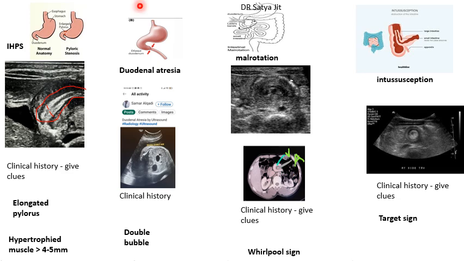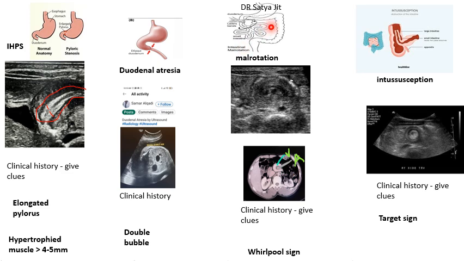What about duodenal atresia? You see there is an atretic segment there. Now this atresia may not be complete. If it is not complete, then air will be in the stomach, and some amount of air will go into the duodenum. You can have a double bubble sign.